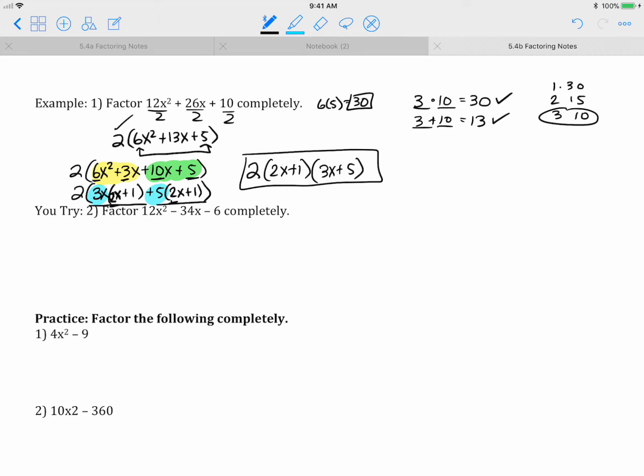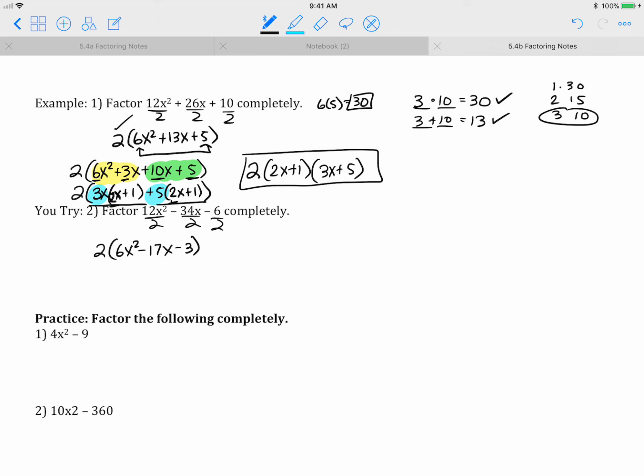All right, one more problem. We're going to factor a 2 out of everything, so we're going to divide everything by 2, and 2 remains on the outside. So we've got 6x squared minus 17x minus 3. Okay, got some minuses in here, so we're going to have to think a little more.